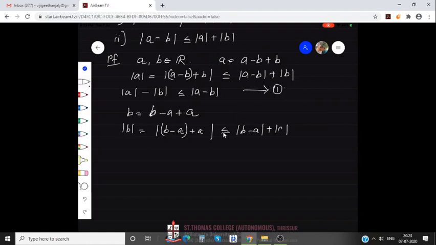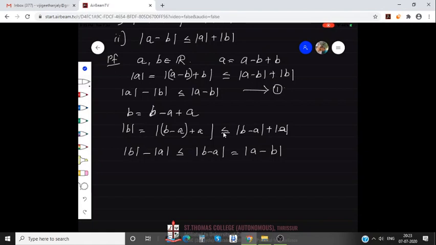Subtract the absolute value of A on both sides, so that we have the absolute value of B minus the absolute value of A is less than or equal to the absolute value of B minus A. The absolute value of B minus A is the same as the absolute value of A minus B, because we know that the absolute value of 5 and the absolute value of minus 5 are the same. The absolute value of A and the absolute value of minus A are both the same.